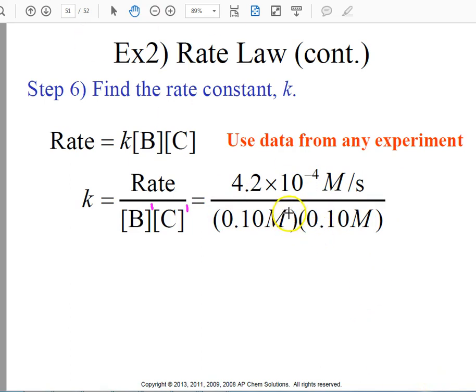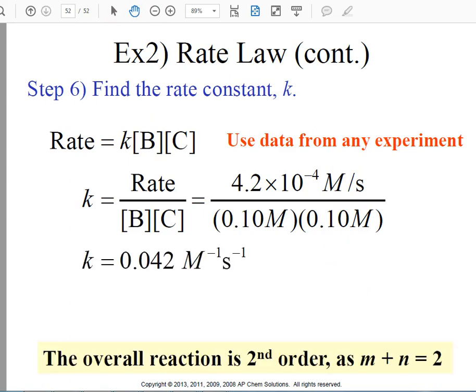and then let's look at our units as we go. We have molarity times molarity, so that's going to be molarity squared on the bottom. So one of those will cancel with that molarity. So we'll have molarity to the first on the bottom and seconds on the bottom. And then we do the math. We get 0.042 molarity to the -1, seconds to the -1, which is also 1 over molarity times seconds, if you'd rather write it that way.